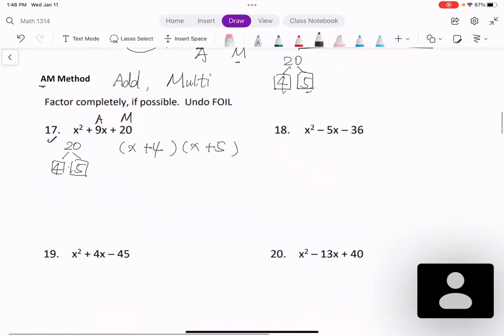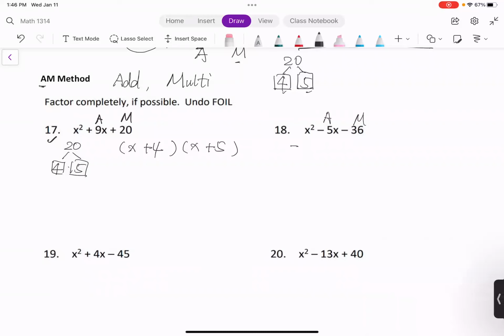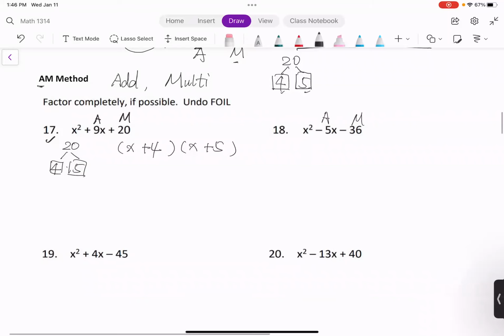Let's use the A and M method to solve the rest of the examples. First step, put the A on the middle term, put the M on top of the constant. Next step, list the M. M is negative 36. Find the two factors. The multiplication of two factors is negative 36. Addition can make a negative 5. So one of them must be negative, because negative times positive is negative.